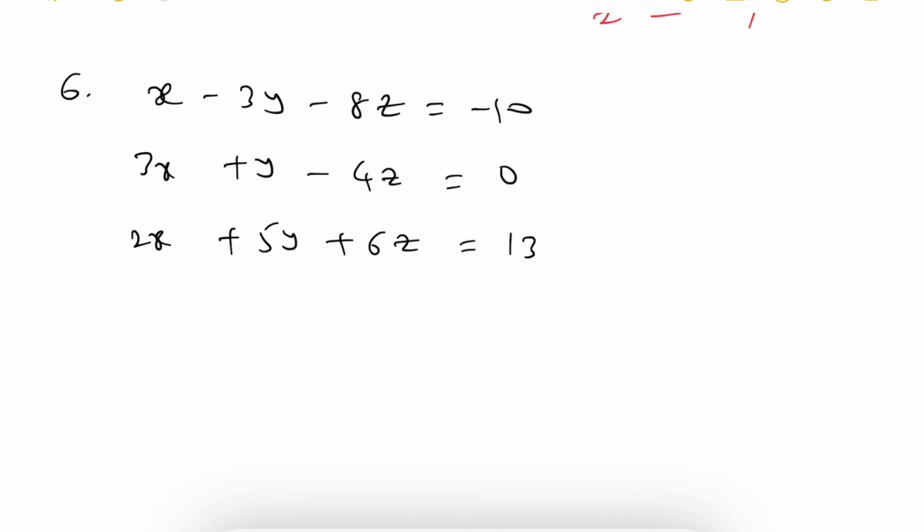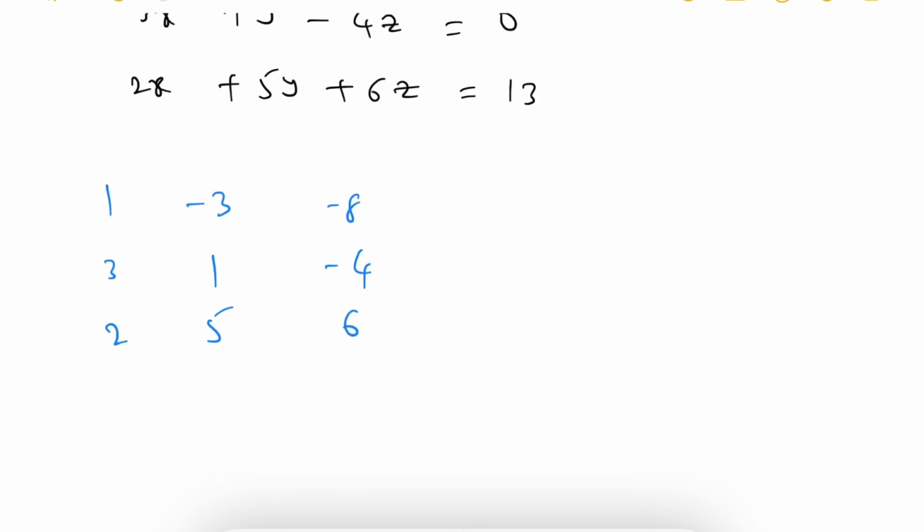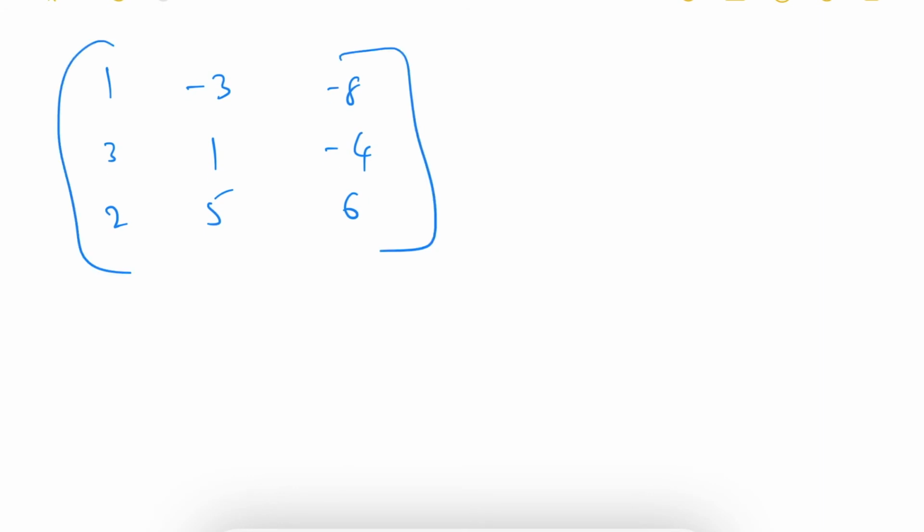Now by using these matrices, let us find out the rank. First let me write the matrix for this: x coefficient, y coefficient, z coefficient for each of the three equations. Now I am going to find the rank. For that I am going to find the determinant, with signs plus, minus, plus.